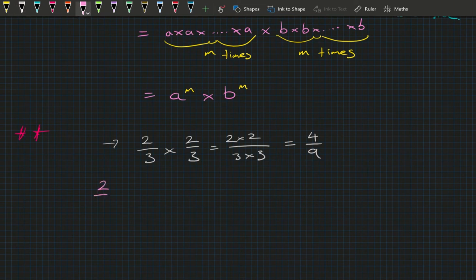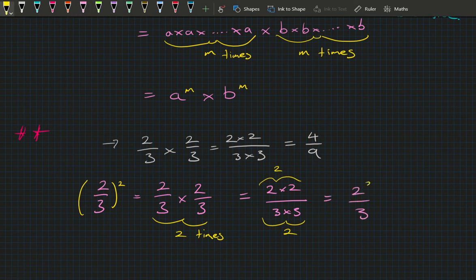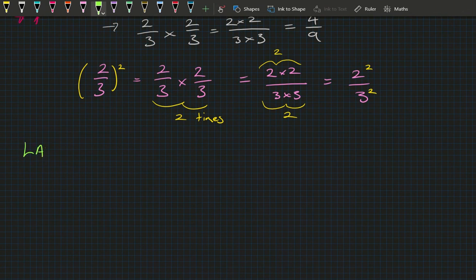Now if we look at this closely again, and I start off by writing 2 over 3 all squared. Well, that's equal to 2 over 3 times 2 over 3, which is multiplying it 2 times. And then if that equals 2 times 2 over 3 times 3, then we've got a repeated multiplication of 2 at the top and a repeated multiplication of 3 at the bottom. So by definition, that's 2 squared over 3 squared. So this is the basis for law 5. And that is a over b, all raised to the m, is equal to a to the m over b to the m. Let's have a go with some algebra here.